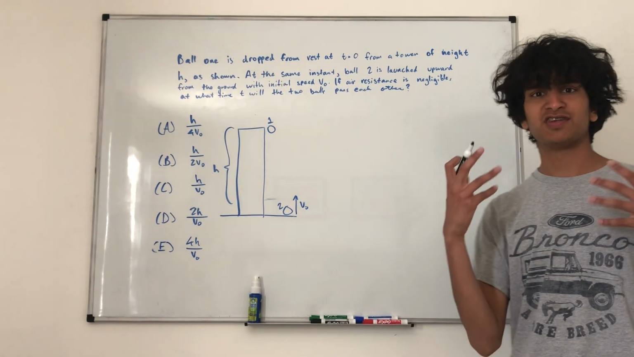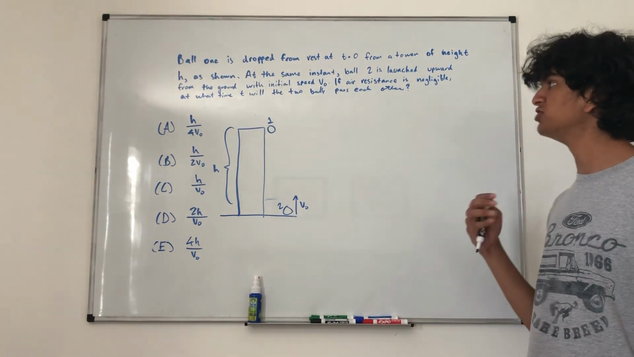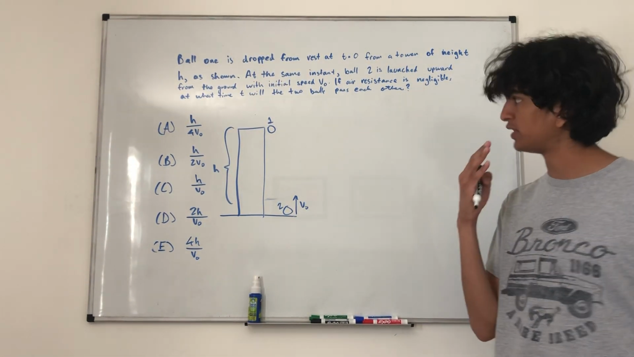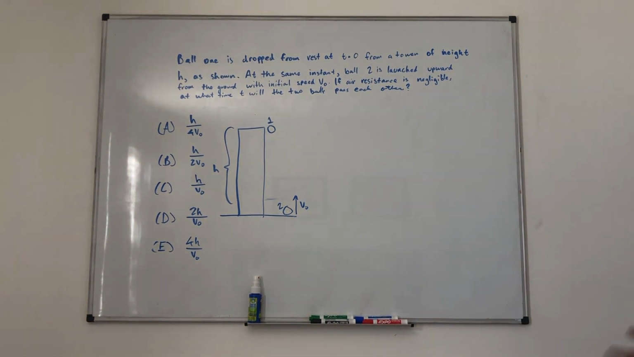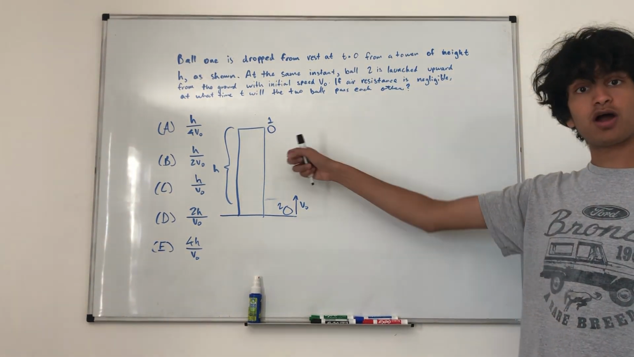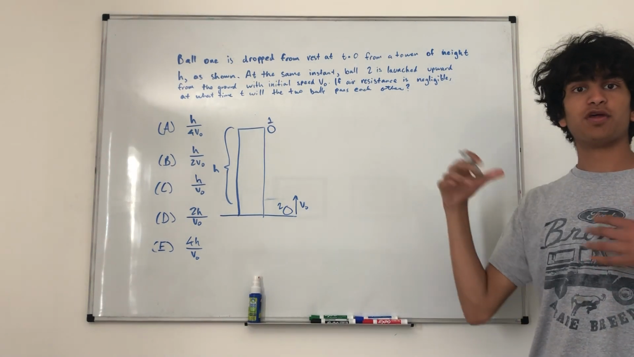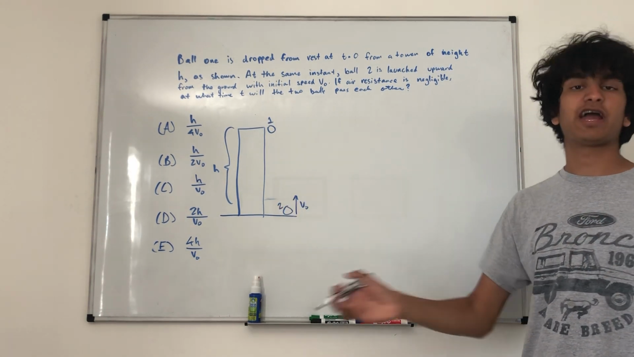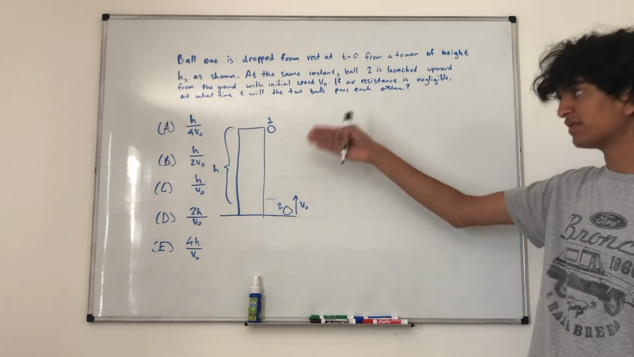So this is a kinematics problem. Maybe you could do it with energy, I don't know, but it's definitely possible with kinematics. So let's get into it. We want to find when their y values are going to be the same. At what t value will they be at the same height, right?